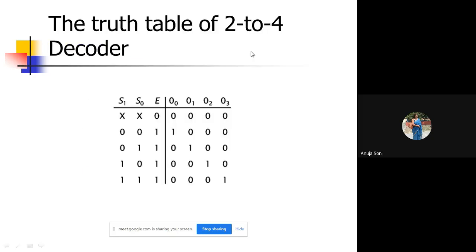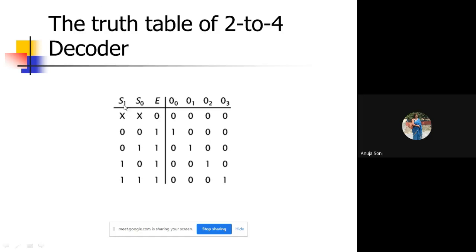This is the truth table of your 2:4 decoder. What is the meaning of the size 2:4? That 2 input values are there, and at the most it is able to generate 4 combinations. And parallelly, whether it is enabled or disabled depends on the value of the signal E. And 2 input values are there.